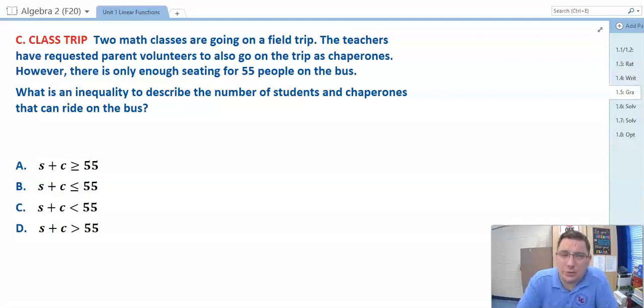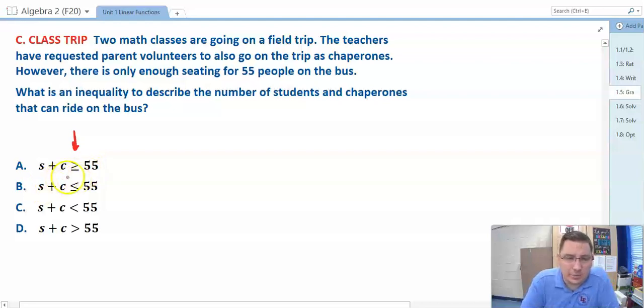And so if we use S for students and C for chaperones, which pairing is going to give us the appropriate way that these people can sit on the bus? So obviously we need to add together how many people are going, but which inequality symbol would it be? Well, think about what this says. The number of students plus the number of chaperones can be greater than or equal to 55. So I can put 56 or 60 or 65 people on a bus. Does that make sense? Not really, right?